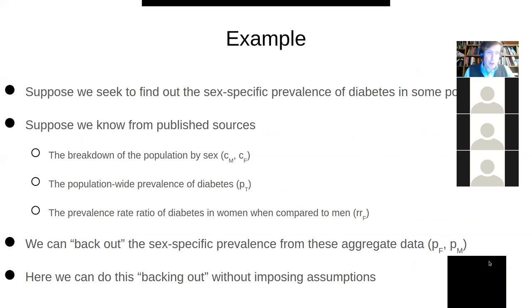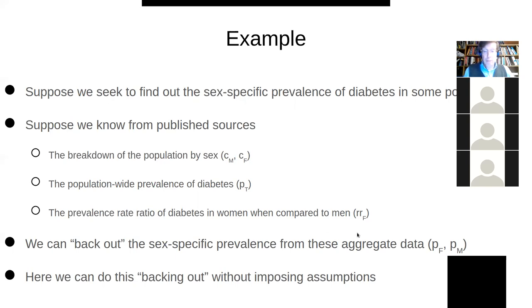algebraic manipulation. So suppose we want to find the sex-specific prevalence of diabetes in a population, and maybe we don't know what that is. We want to build a model where we use this. But what we do know is something that can point to that. We know the breakdown of the population by sex, the fraction of people that are male and female. Suppose we know the population-wide prevalence of diabetes. So overall for the population, it's 15%. And maybe we know the prevalence rate ratio of diabetes in women compared to men. So we know that women are 0.9 times as likely to have diabetes as men.